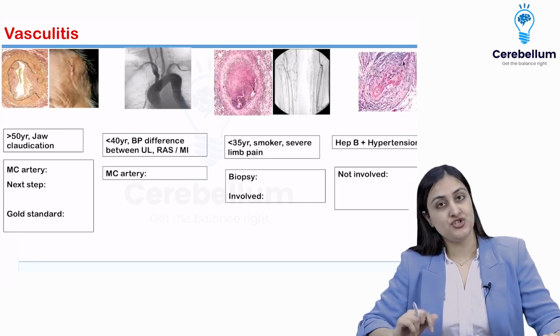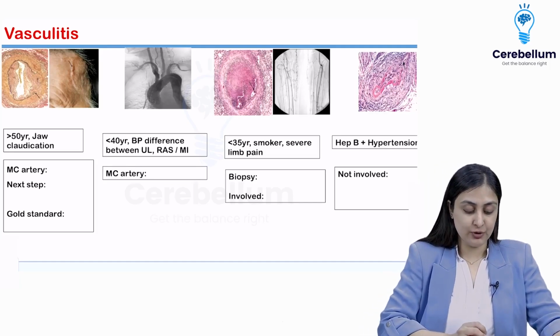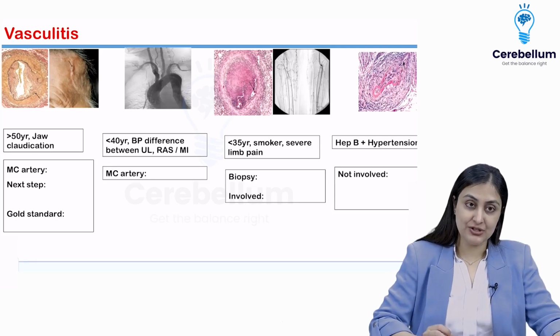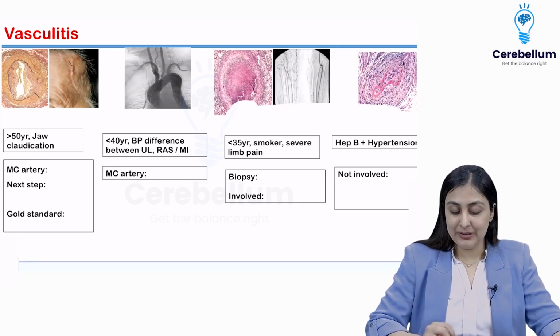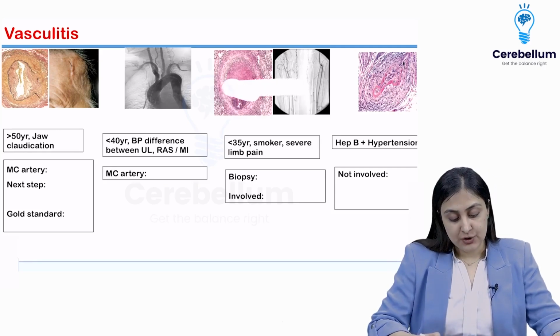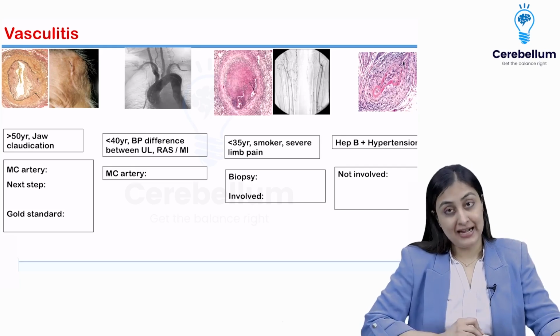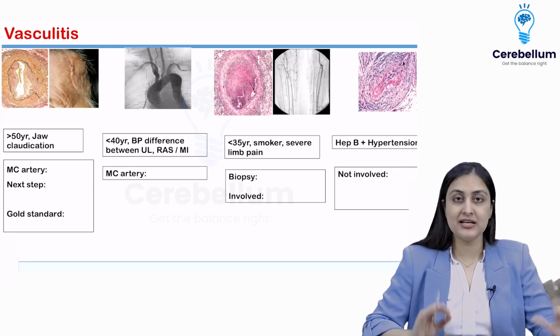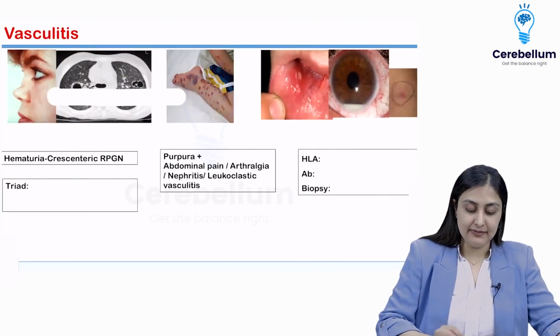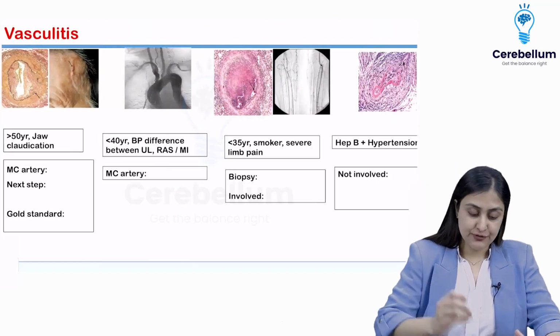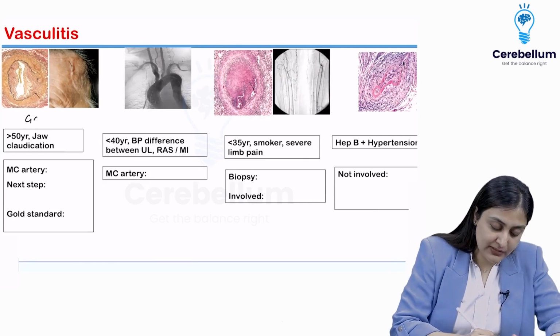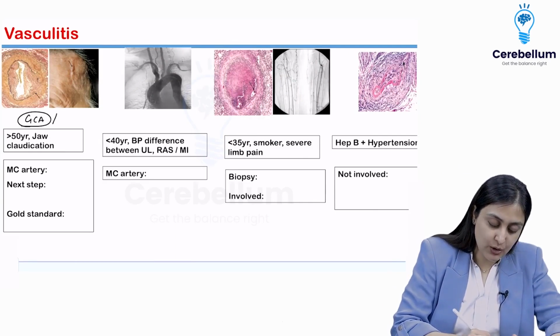Now talking about Chapel Hill classification, so we have two large vessel vasculitis, which is giant cell and Takayasu. Then we have two medium vessels, which is thromboangiitis obliterans and PAN, and we have also Kawasaki's, which we have already discussed, and then we have small vessel vasculitis that we'll discuss. So first things first, most common one in elderly, giant cell or temporal arteritis.